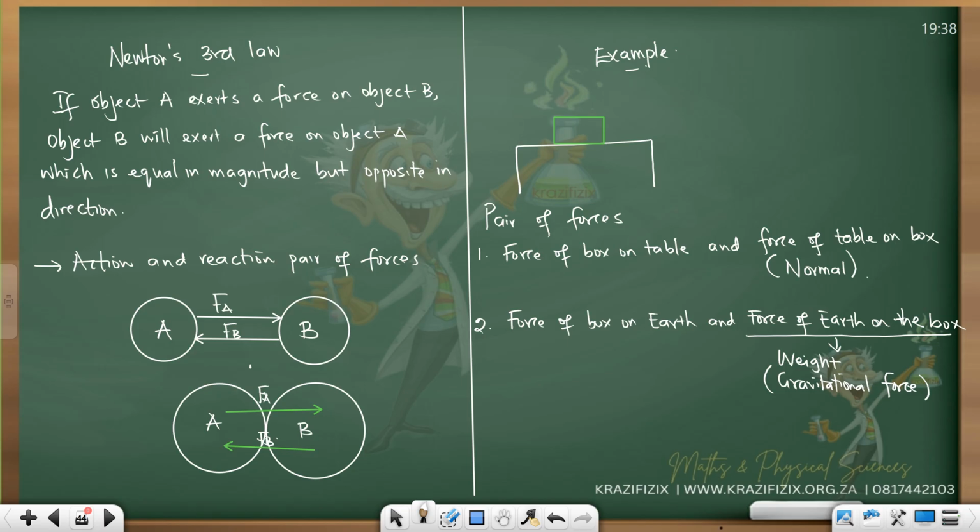Let's see. Are we done writing? Okay, let's make it fast. I want to introduce you to universal gravitation quickly.